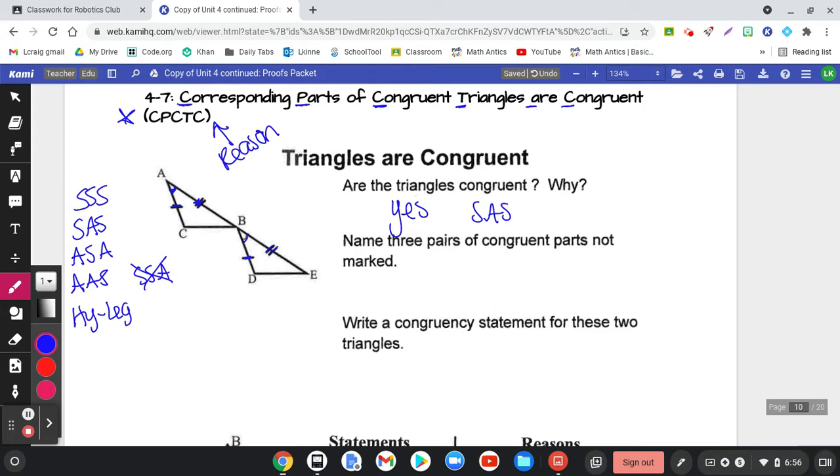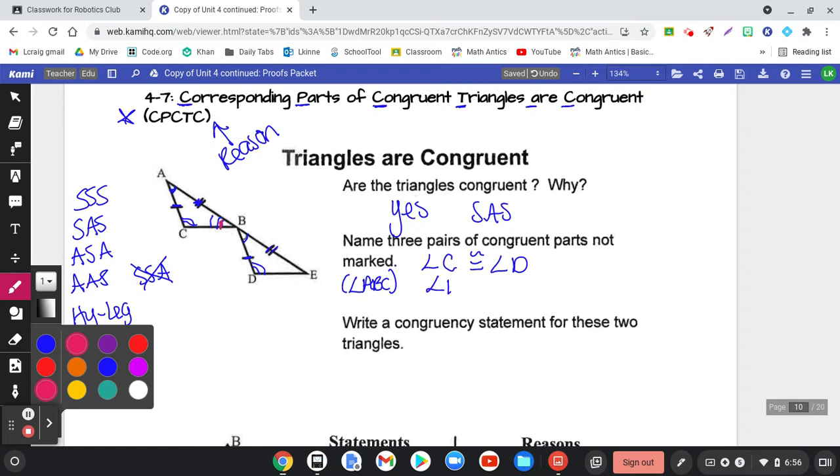Name 3 pairs of congruent parts not marked. Well, I see A and B are marked. C would match D. So angle C is congruent to angle D. Also, I can't say angle B because there's 2 angles, so why don't we put a 1 in there? Angle 1, which is the same as angle ABC if you follow the path. But again, if you mark it with a 1, you can use that. And that's congruent to angle E.